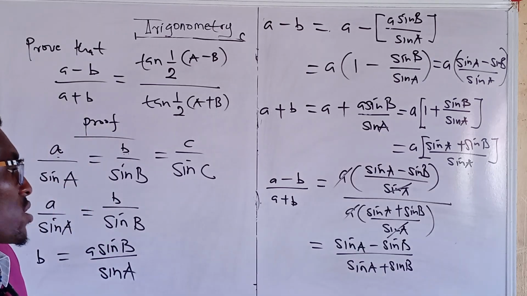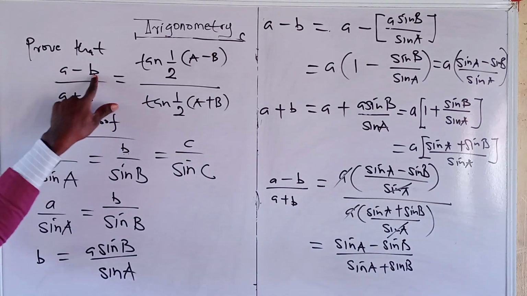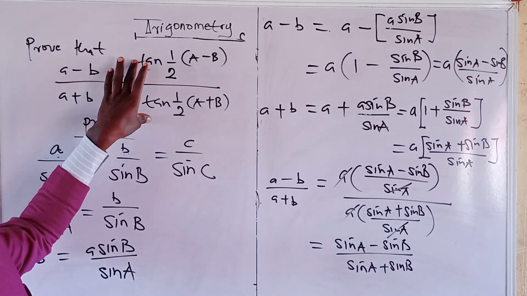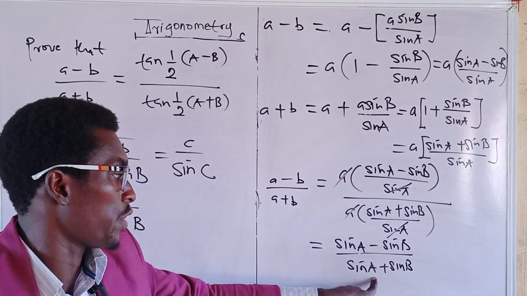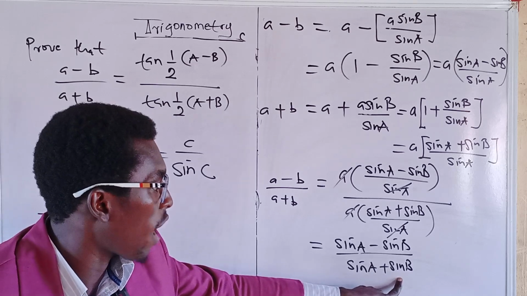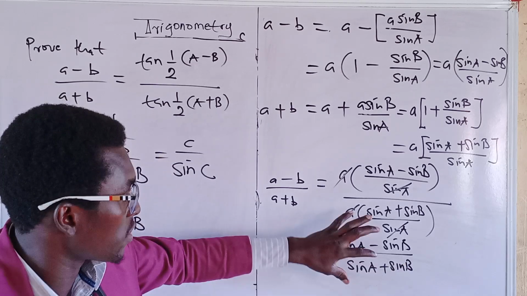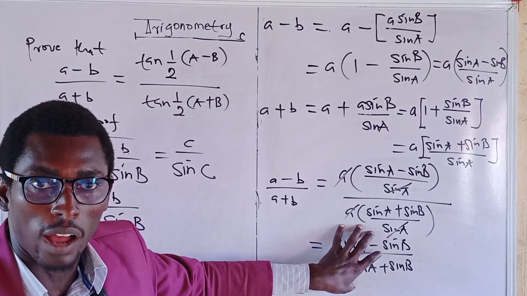Now, this is a very critical stage. Now, we want to prove that (A minus B) over (A plus B) is this. Then what we have at hand is sine of A minus sine of B divided by sine of A plus sine of B. How do we unravel the mystery, that is, a tangent that is hidden here? How do we unravel it?